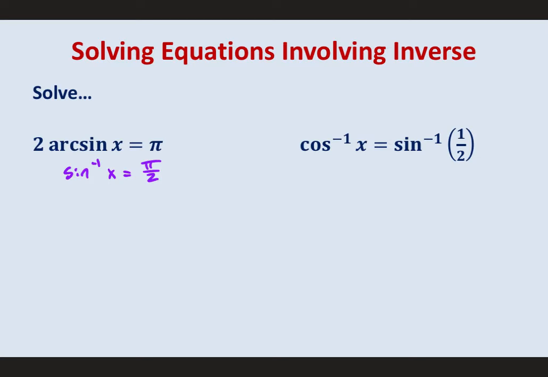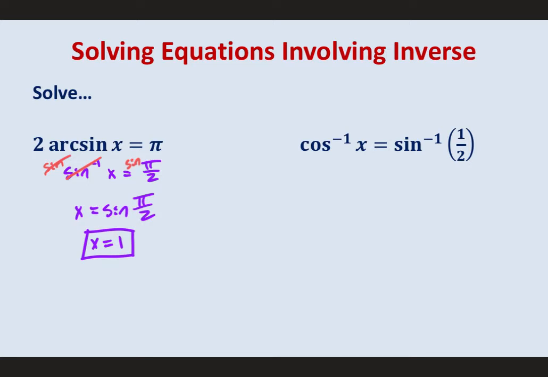And then just like before, when I undid cosine I did inverse cosine, to undo inverse sine, I'm going to use normal sine. So I'll take the sine of both sides, and I'm left with x equals the sine of pi over 2. Hey, I can evaluate that, and a lot of these you'll be able to evaluate, so make sure you evaluate if you can. Pi over 2 is 90 degrees, so the sine of 90 degrees says x equals 1. That's our answer.